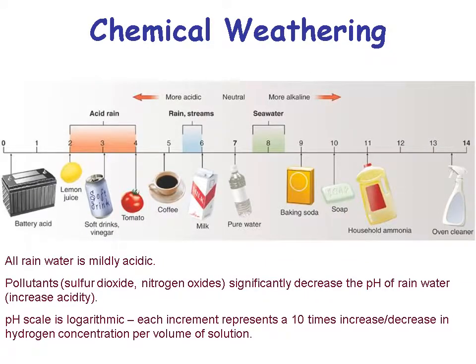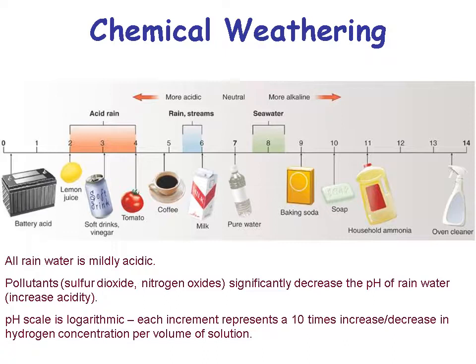Here's some examples of acids and what we call pH. Low pH numbers are acidic, high pH numbers are alkaline. A pH of 7 is neutral, and it's a logarithmic scale, which means that each number is 10 times higher or lower than the number before it. So clear on the left, battery acid has a pH of between 0 and 1. Lemon juice has a pH of 2. Soft drinks have a pH of 3. Tomatoes have a pH of 4, and so that acid rain would have a pH between 2 and 4.